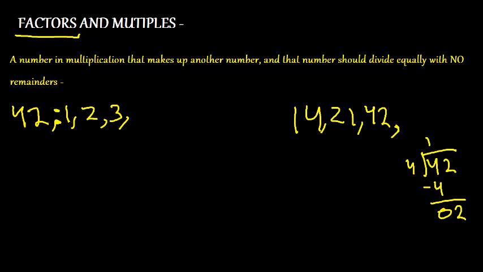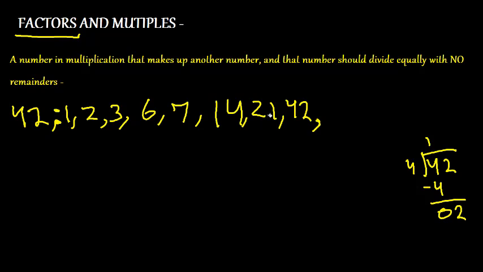But since I already know the factors of 42, I'm just going to write them down really quickly here. So the rest of the factors of 42 would be 6, 7, and 14, 21, and 42. And these would be the factors of 42. So that's how you would find out the factors of a number.